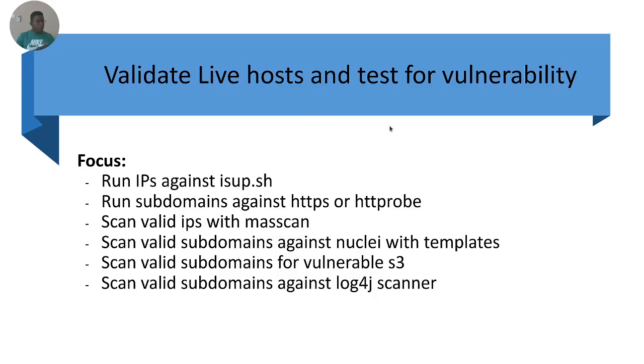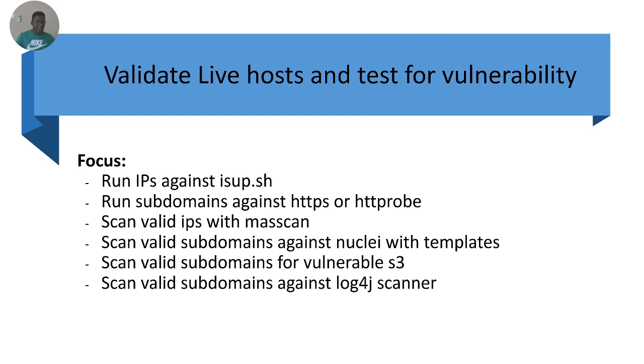Basically, we will be validating the hosts from our scan yesterday, and we'll be testing for maybe basic level vulnerability. So we'll run the IPs against isup to validate live hosts. We run the subdomains against httpx or an HTTP probe, then we'll scan the valid IPs with my scan. That I'm not sure we'll be able to do, because there's a lot of them. Then we'll scan the valid subdomains with nuclei, maybe templates, to see how we can start doing some basic vuln scans.